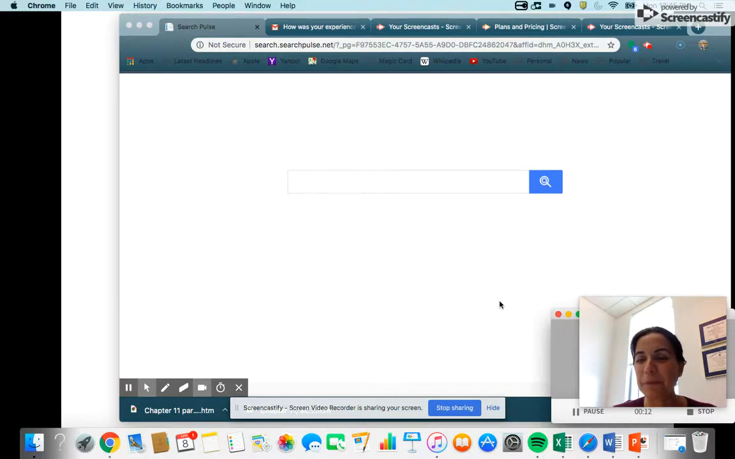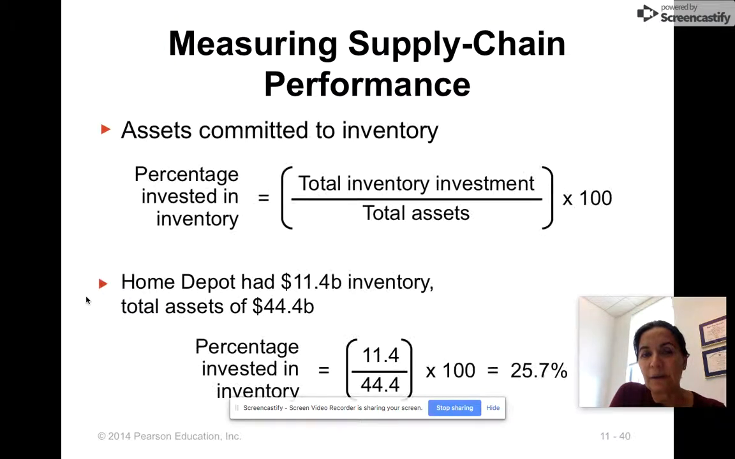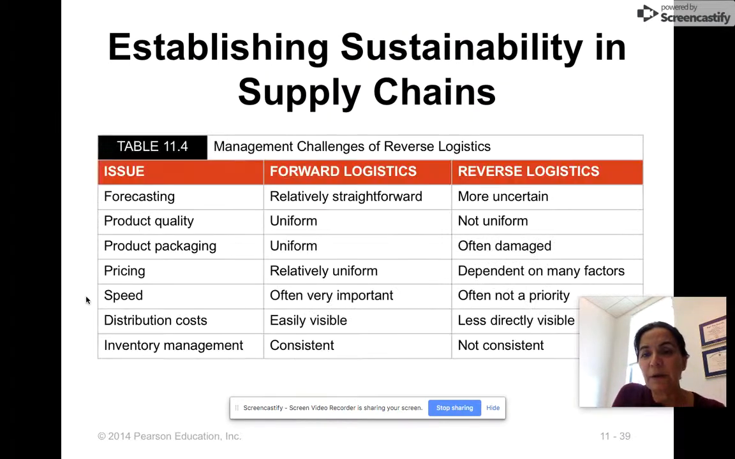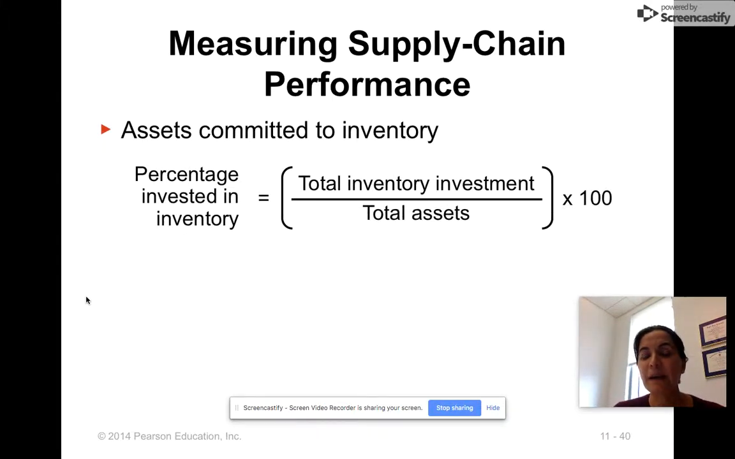So this one will be a really short video, and we need to look at metrics for supply chain. Give me a second while I go to the PowerPoint that we were at and start talking about the metrics. There are three examples here. The first metric we're going to look at is measuring supply chain inventory. Here we look at assets committed to inventory.